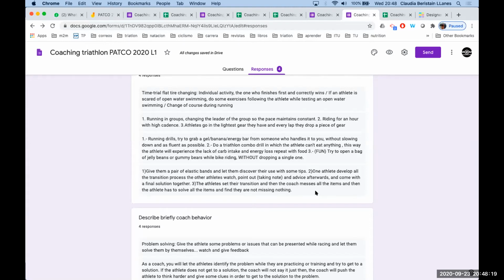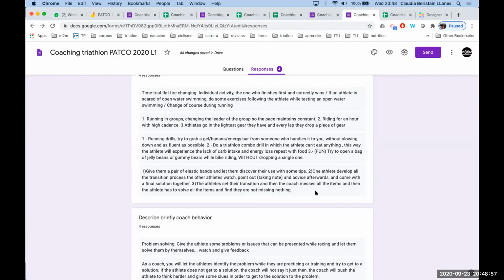And then the third one, that's the fun one. We're having so much fun. The athletes set their transition, and then that was Caroline's suggestion, by the way. And so the athletes set their transition, and then they are sort of sent away. So they pretend they're coming out of the water, and meanwhile the coach messes the items up a bit. So I don't know, put their helmet upside down, or put their shoes on the other side, or something like that. So they're actually starting to be able to function even when there is a stressful situation.